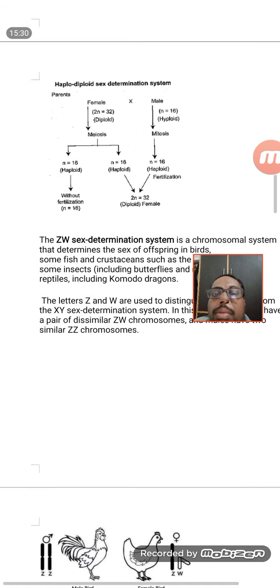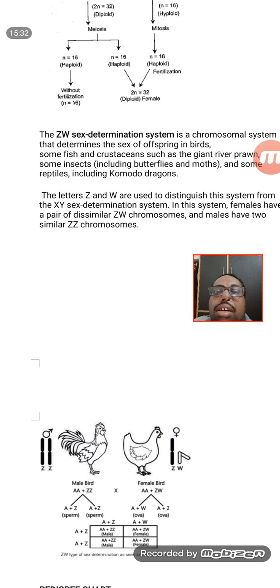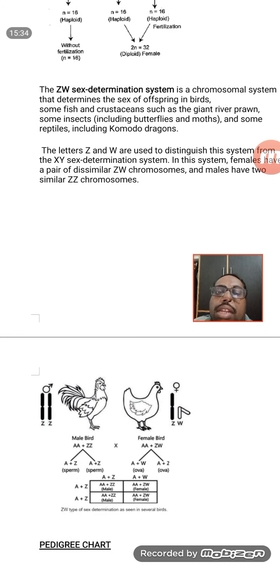And another type of sex determination that we can see in birds, one of the best examples we can take is the hen and rooster. So this type of sex determination is known as ZW sex determination. Why do they give it the name ZW sex determination? It is just to differentiate it from XY type of sex determination, to make a small difference. That's all.